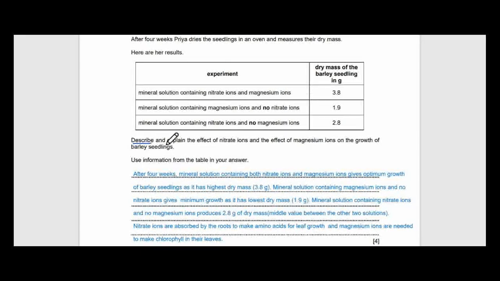So describe is done. Now explain. Nitrate ions are absorbed by the roots to make amino acids for leaf growth, and magnesium ions are needed to make chlorophyll in the leaves. So that will be the explanation why the mineral solution containing both has the optimum growth. Let's move on to the next number.